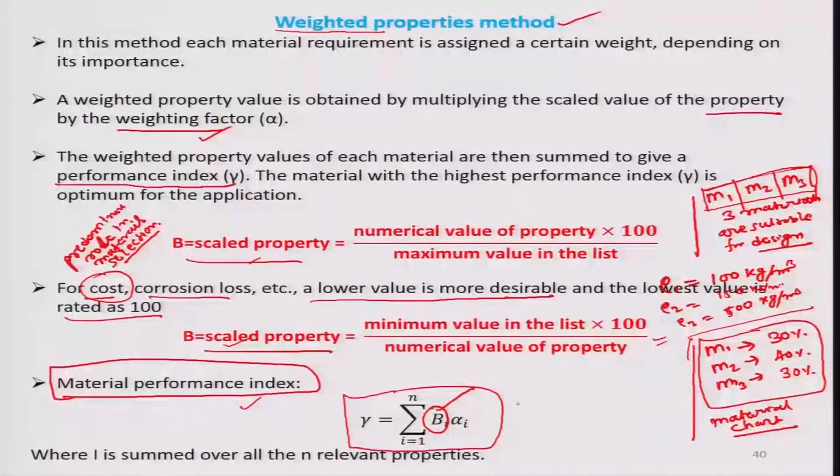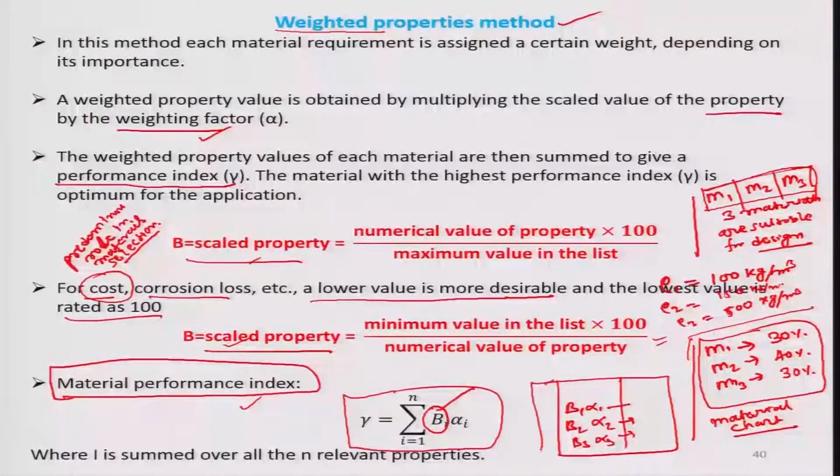Now, you can make a table, and you will find B1 alpha 1, B2 alpha 2, B3 alpha 3. For each material you will get some value, and from this table you can easily screen out which material will be most suitable for you.